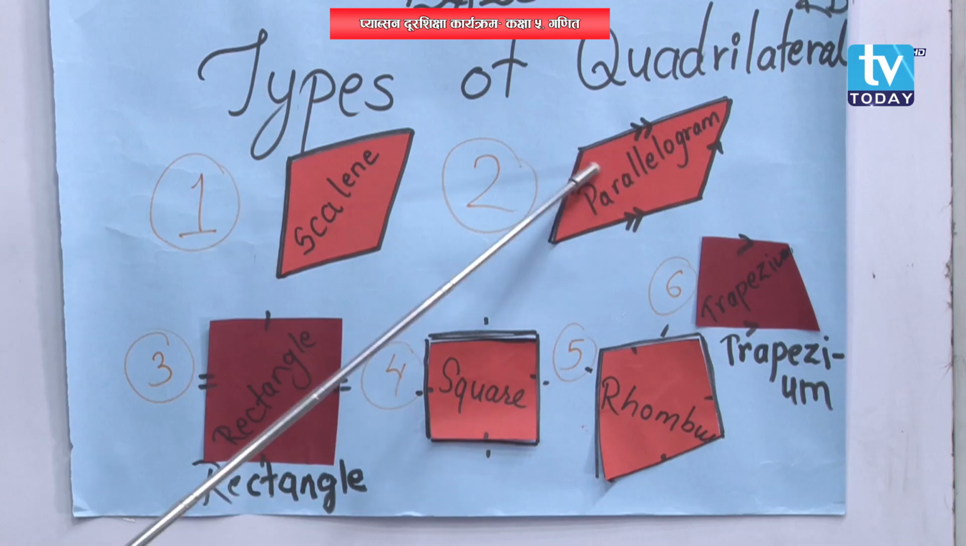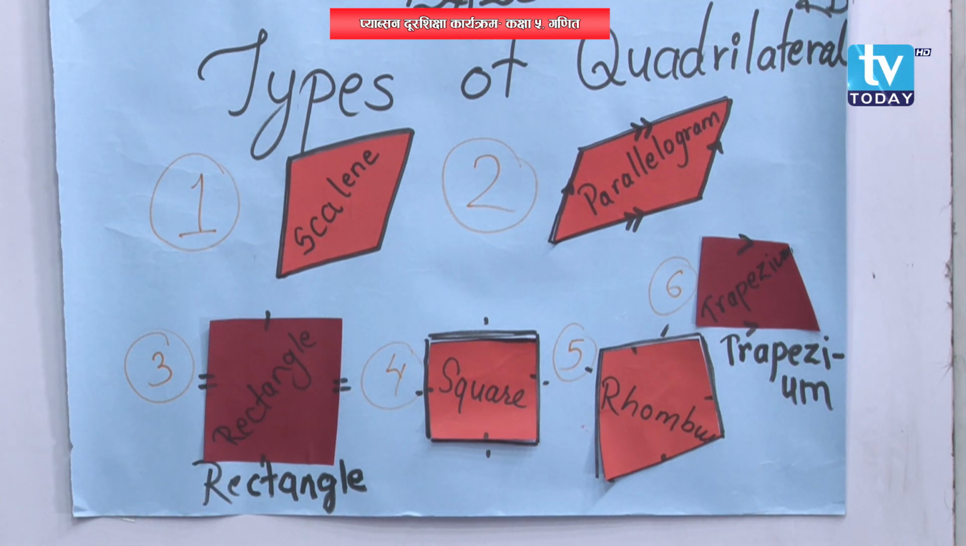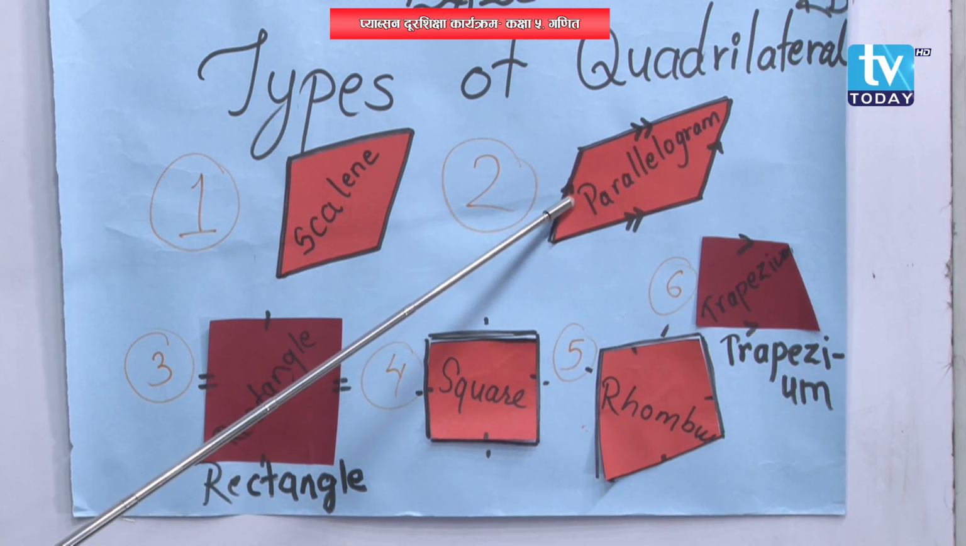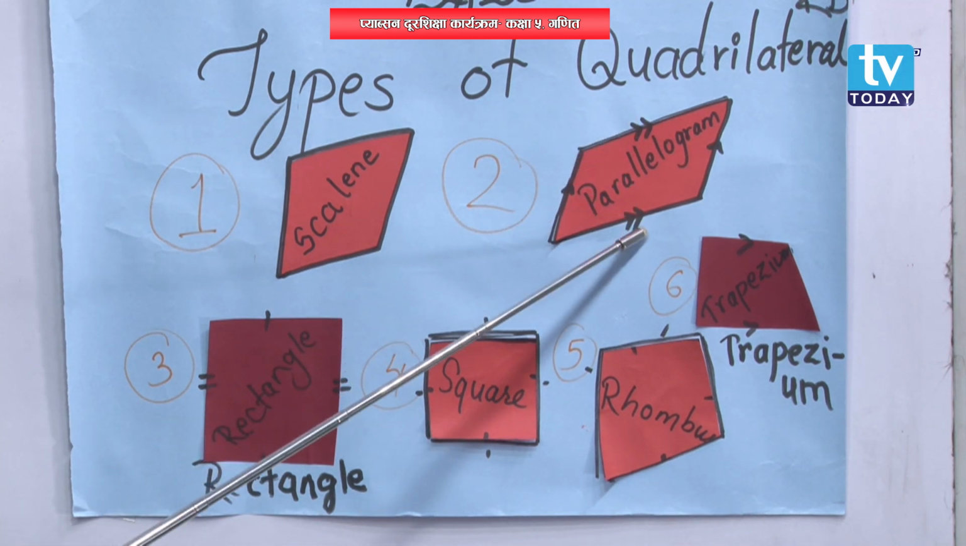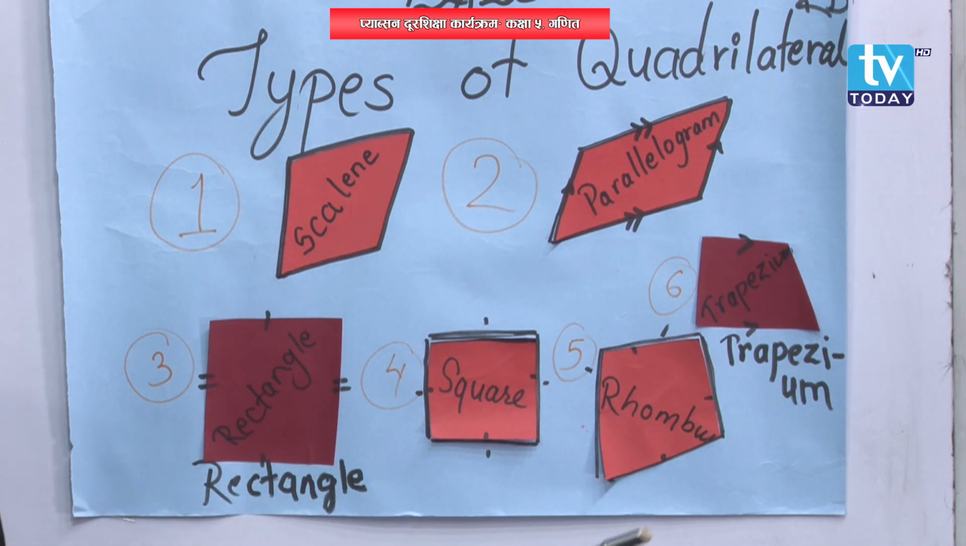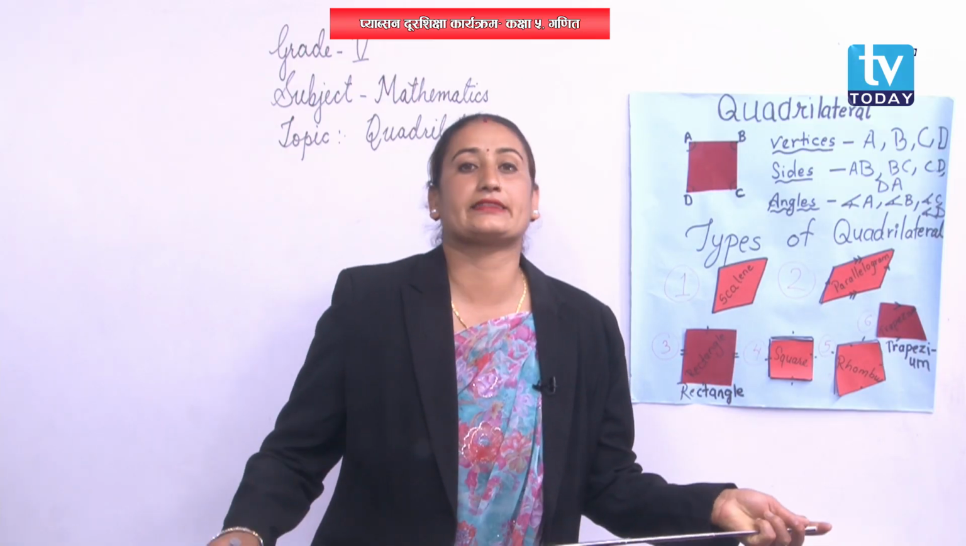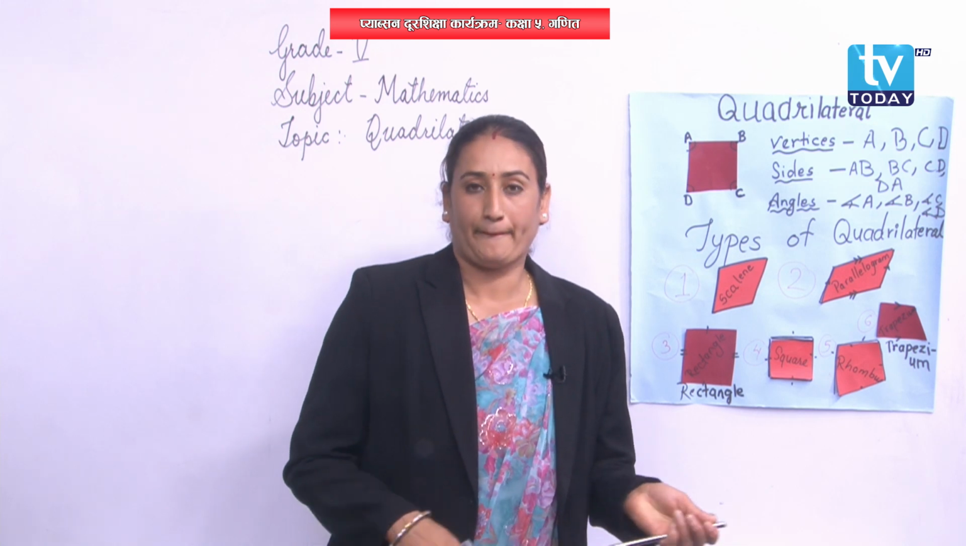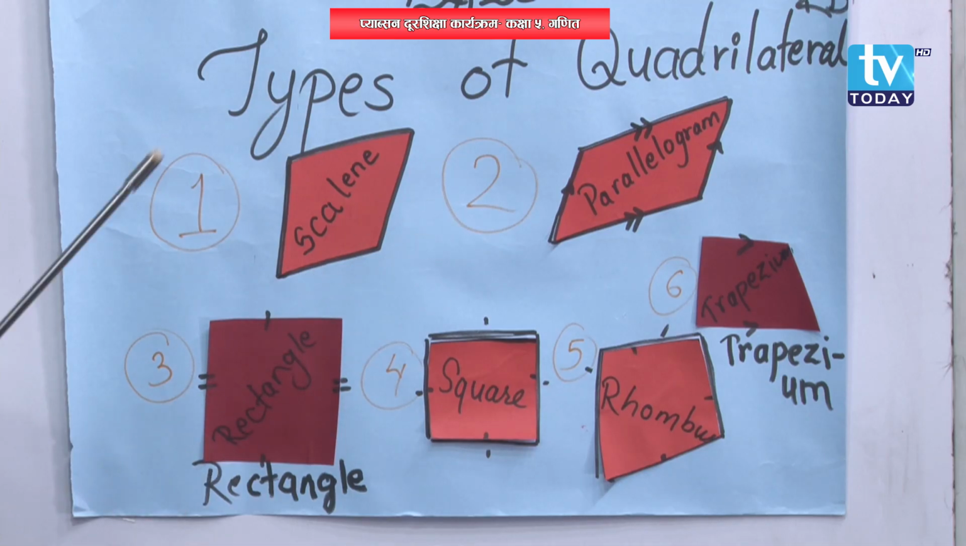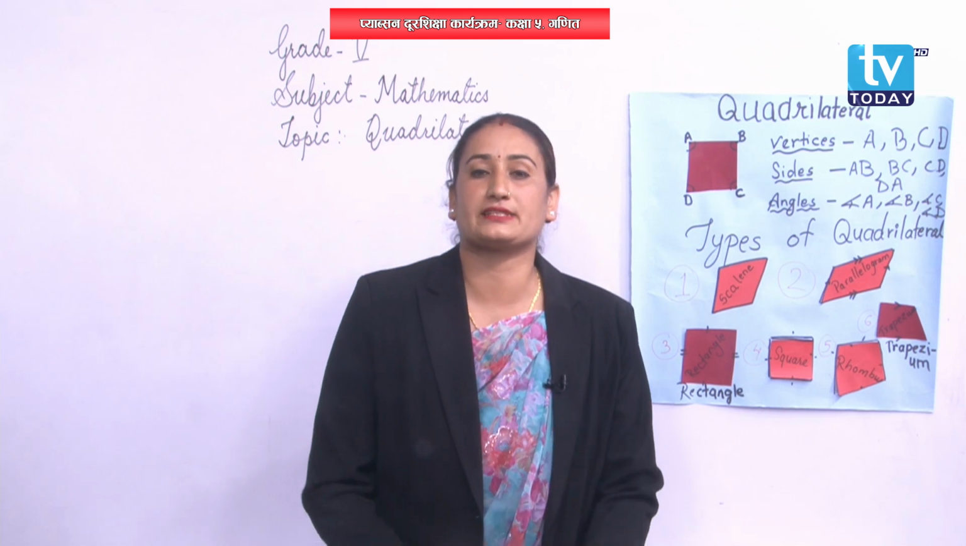This line is equal to this line, just like in a rectangle. Opposite sides are equal. So this one side and this side are equal, and this side and this side are equal. So we can say it is a parallelogram. Opposite sides are equal and they will be parallel to each other. If opposite sides are equal, can you say that opposite angles are also equal or not? Yes, if opposite sides are equal, then opposite angles are also equal.